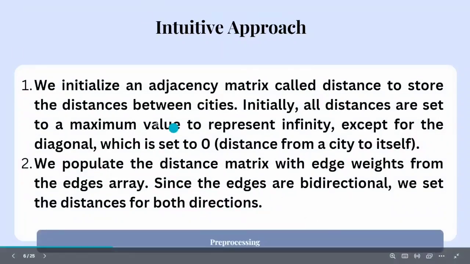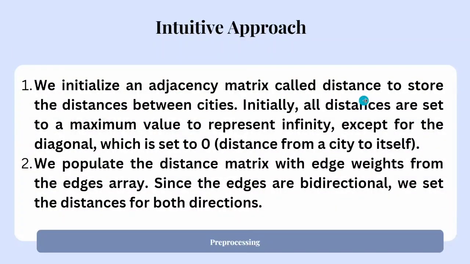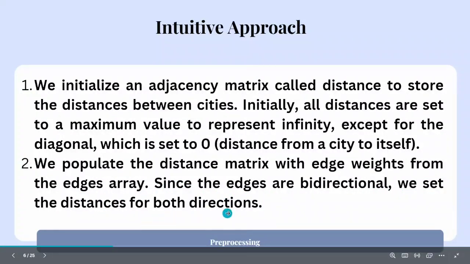The intuitive approach is, firstly we will initialize an adjacency matrix called distance to store the distance between each pair of cities. Initially all the distances are set to a maximum value, that is infinity, except for the diagonal, because the distance from a city to itself will be 0 logically. So the diagonal will be set to 0, and then we populate the distance matrix with edge weights from the edges array. Since the edges are bidirectional, we set the distance for both directions.